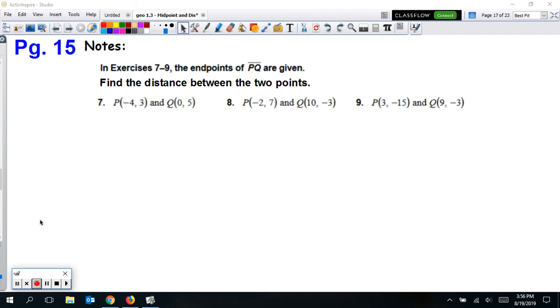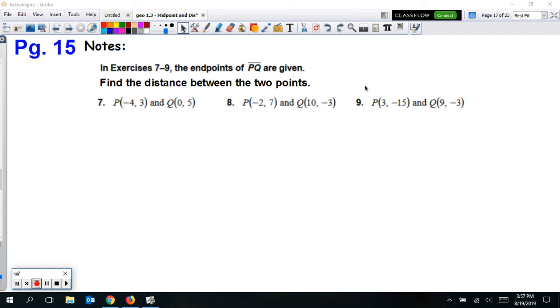Okay, so actually not on a different page. It was still going to stay on page 15, right where the distance formula is. You should have a notes section above it and below where that distance formula is. And just in those sections, I'm going to ask you to do these 3 problems. So 7, 8, and 9.